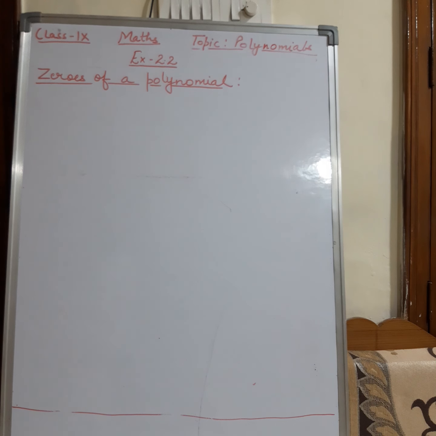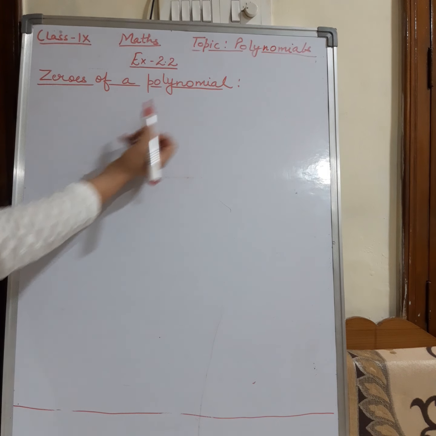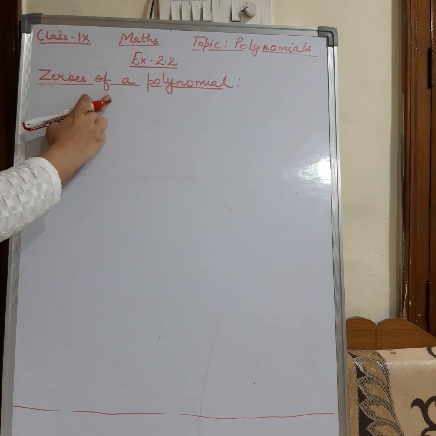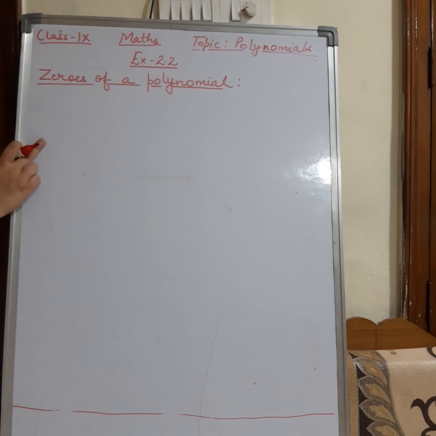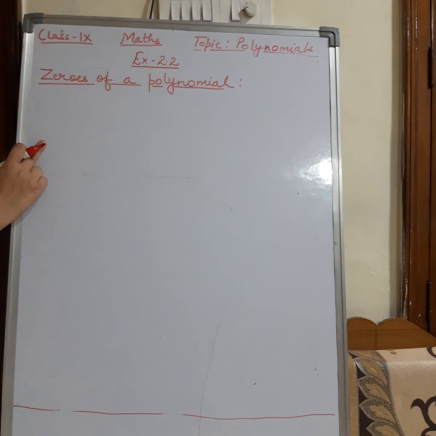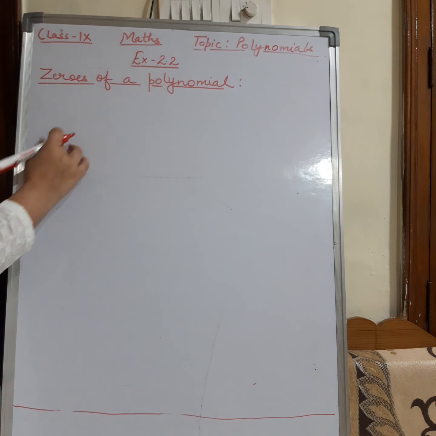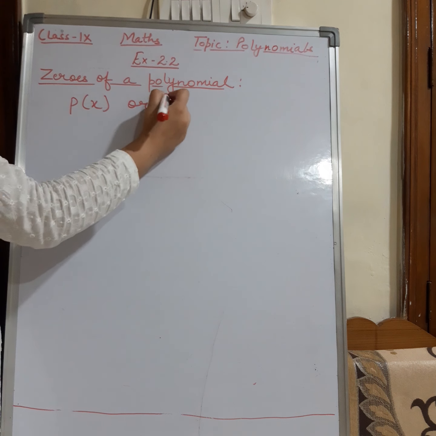Hello everyone. Today we are going to start the next exercise of chapter number 2, that is exercise 2.2 of polynomials. The topic for the day is zeros of a polynomial. Before coming to the concept of zeros, let us discuss some basic things. First of all, let us take any polynomial. Generally we denote polynomials as p(x) or g(x).